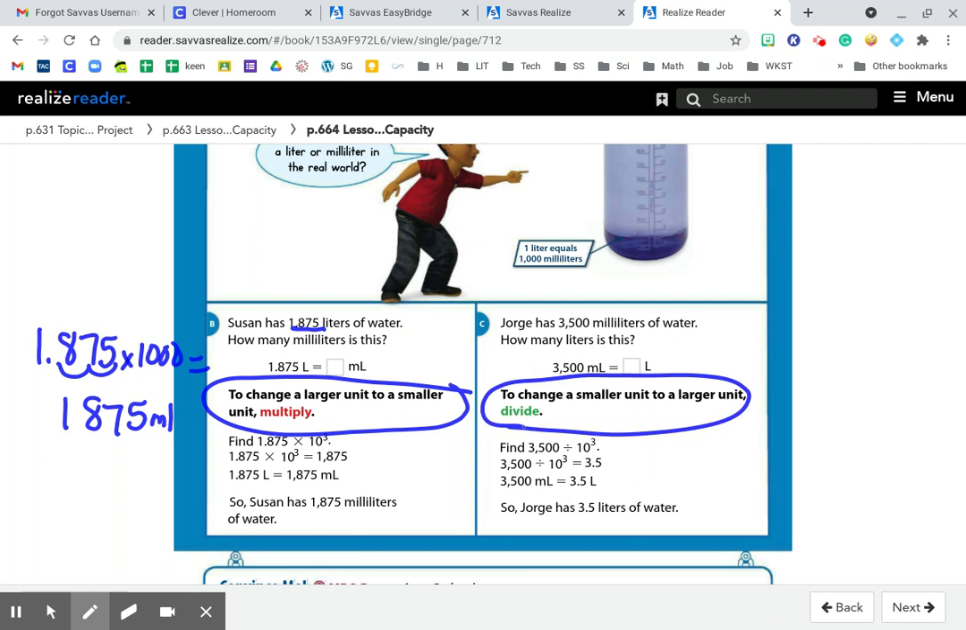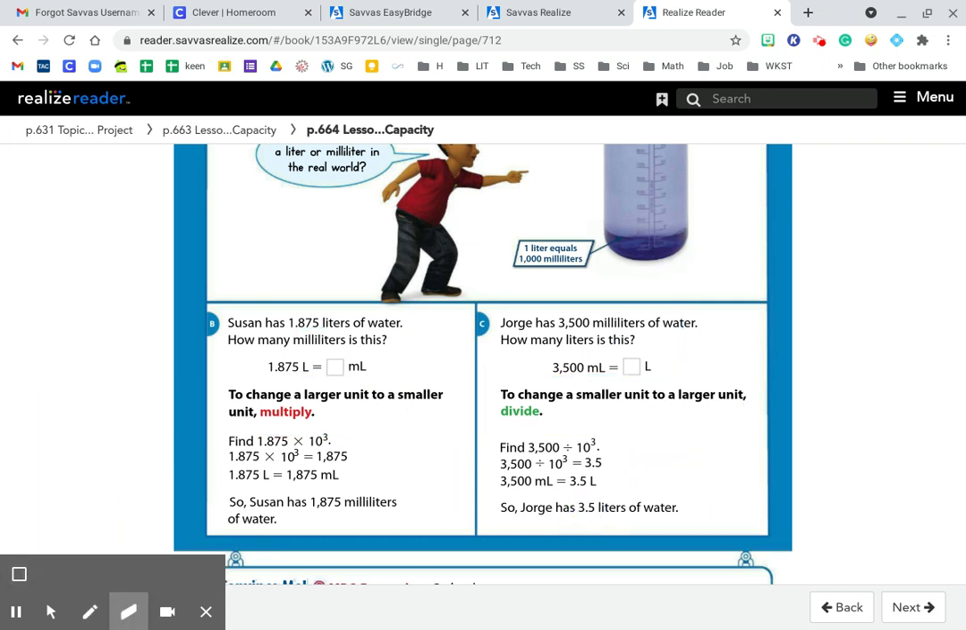The change from a smaller unit to a larger unit, you divide. So in this problem, we're going from 3,500 milliliters, which are super tiny drops of water, and we're trying to figure out how many liters we can fill. So in this case, we are dividing by 1,000. So when we divide by 1,000, if we have 3,500, remember our decimal is at the end. We're going to move the decimal 3 places. So we wind up with 3.5 liters. And you can watch the video in Savvas for more help on that.